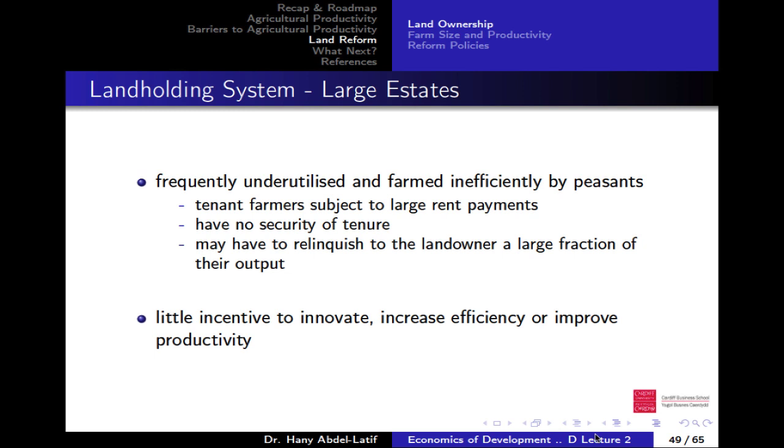So they have little incentive to innovate or increase efficiency or improve productivity. It doesn't matter small or large land. If it is not their land, if they don't have security, they don't really care much about the land.